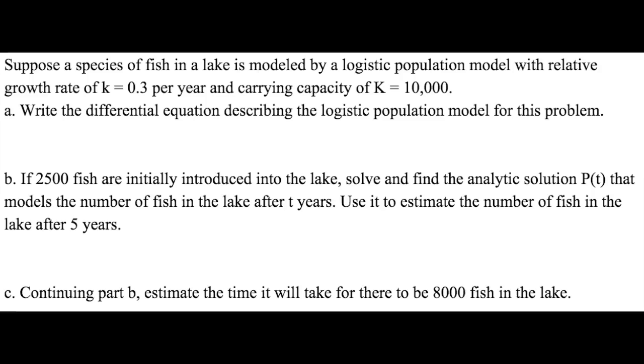Part B of the question asks us to suppose that 2,500 fish are initially introduced into the lake. It asks us to solve and find the analytical solution P of t that models the number of fish in the lake after t years. We then need to use this to estimate the number of fish in the lake after 5 years.